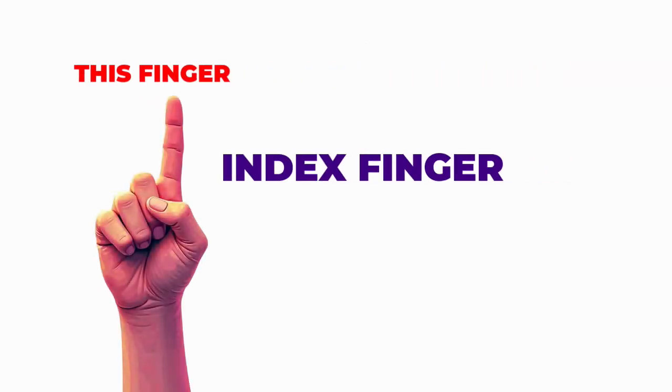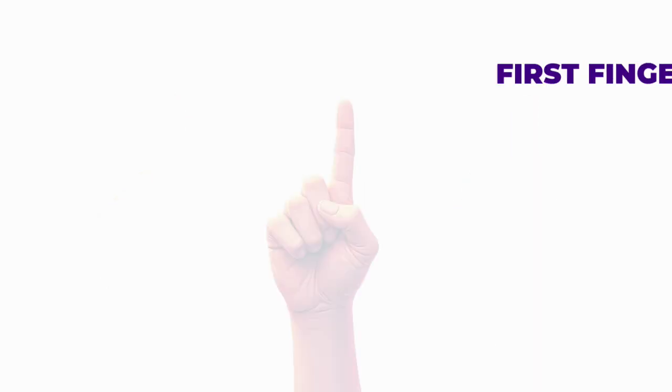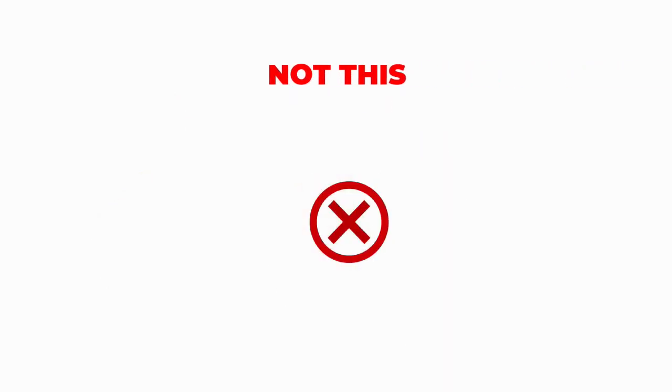And then, if you still are in doubt whether this is correct, why do you refer to this finger as the index finger and not this? Because this is actually the first finger and not this. Enough of a little bit of anatomy.